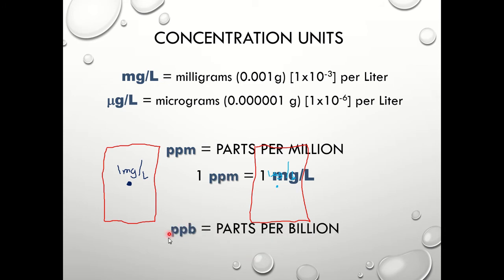And then ppb, parts per billion. Can you guess what that means? It equals 1 microgram per liter. This is a very small amount, a very small contaminant, so it's a very tight tolerance. Something like lead has a very small parts per billion limit, so the concentration is a lot smaller.